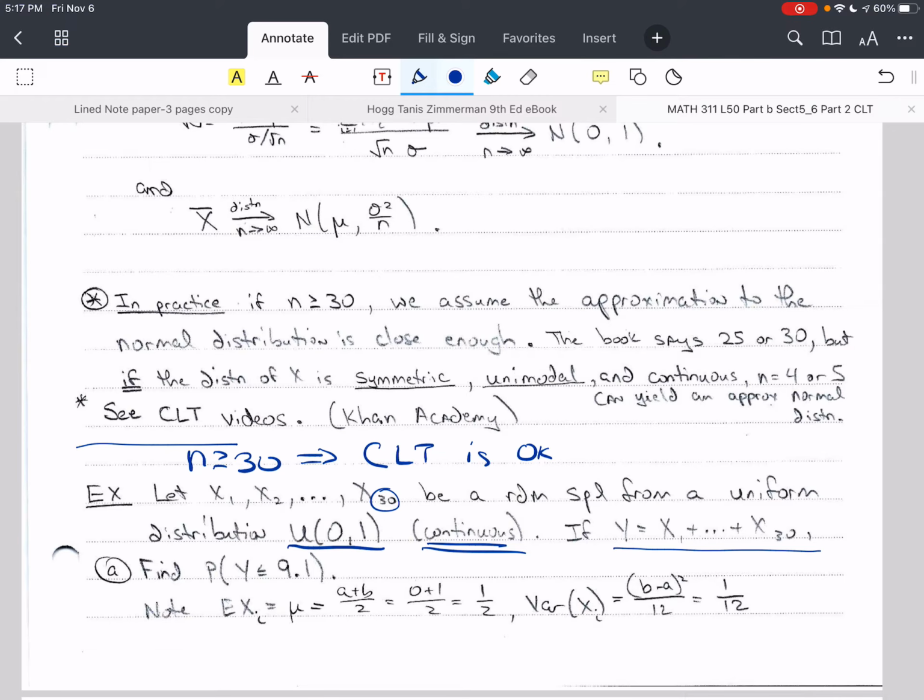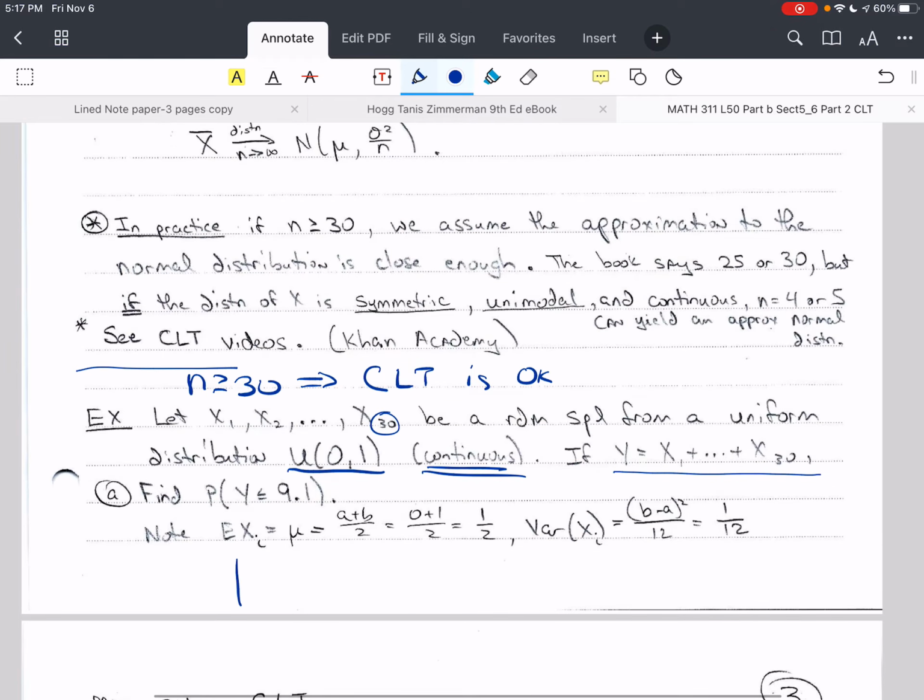So now remember that the expected value of the uniform distribution is a plus b over 2, where if we draw this out, here's a, here's b, and so the mean is halfway between a and b. Okay, so mu is a plus b over 2. A here is 0, and b is 1. So our mean is going to be a half. The variance is going to be b minus a squared over 12. That is 1 over 12.